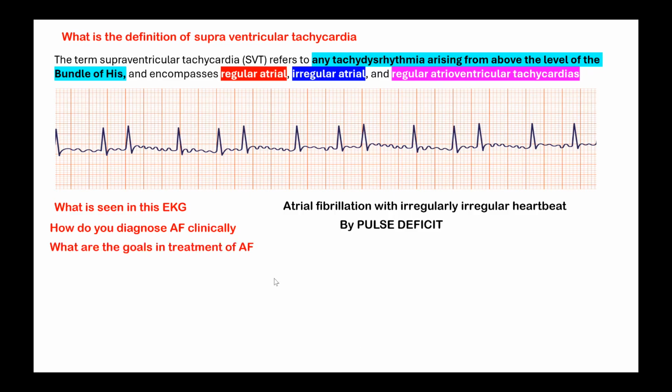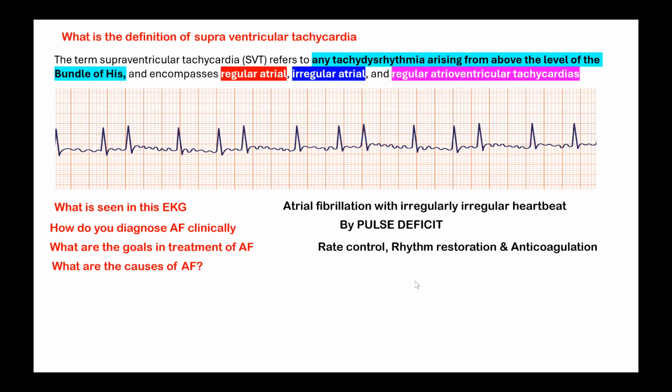What are the goals in the treatment of atrial fibrillation? Rate control, return back to sinus rhythm, sir. Yeah, that is only two. There are three goals. Anticoagulation, because they are prone for thrombus formation. Yes, sir. So that also should be included. Rate control, rhythm control, and anticoagulation.